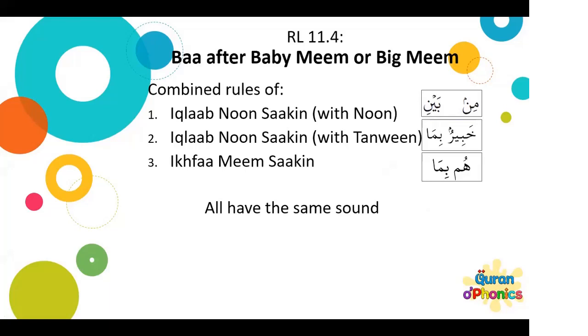Then in 11.4, we have combined the rules of iqlab, noon sakin, and ikhfa, meem sakin. So they all have the same sound. We've combined it in one, and the rule is ba after baby meem or big meem, and this is what you do. So if the alphabet ba comes after a big meem or a baby meem, it behaves in the same way. You do the same thing. The rule is the same.